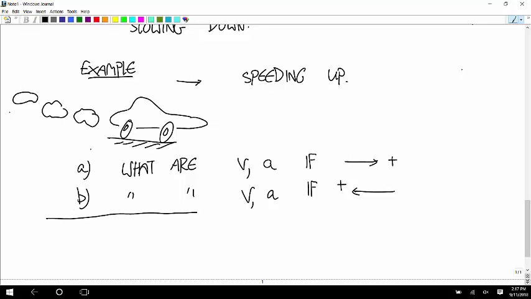Okay, so for part A, the car is moving in the positive direction. So what's the sign of the velocity? Yep, velocity is positive. The car is speeding up, and so what direction does the acceleration have to be if the car is speeding up? Yep, so acceleration is positive.